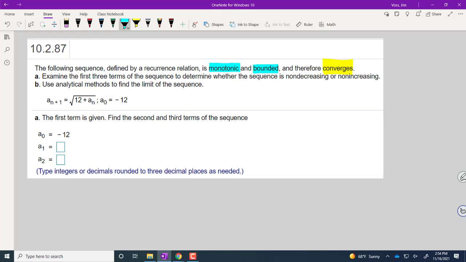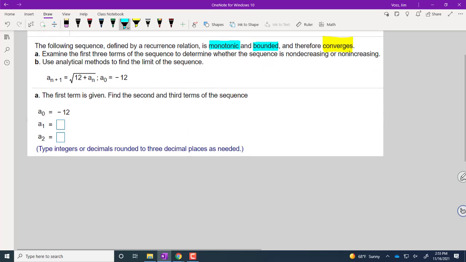If it's monotonic and bounded, in your mind, if it's an increasing sequence, if it's trending up and it's bounded, that means there's a ceiling. And if you have a sequence that's trending up with a ceiling, there must be a limit to that sequence. Similarly, if your sequence is trending down, it's got a floor if it's bounded, so it must also have a limit. Now, they didn't tell us how they concluded that it's monotonic and bounded. We don't care. This sequence converges.